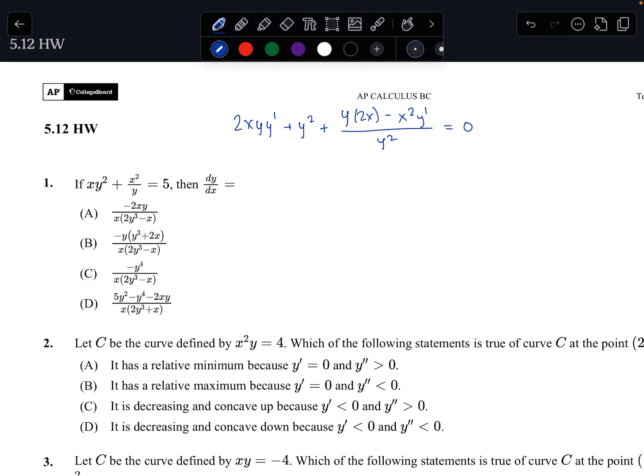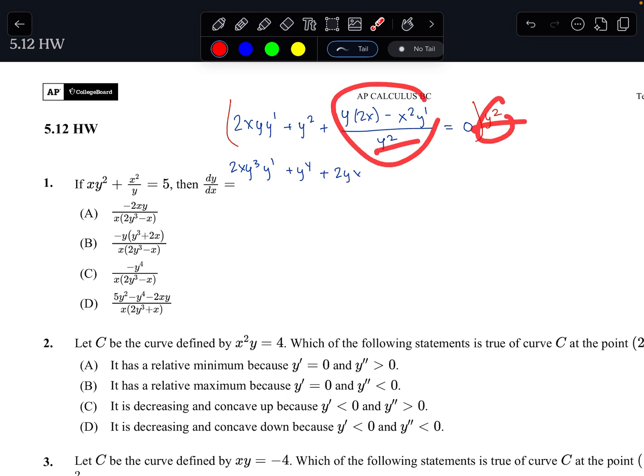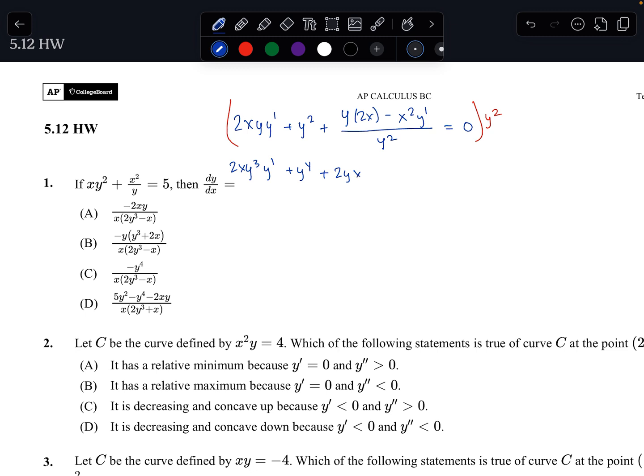Now, for the sake of not having to deal with a fraction in here when I'm solving for y prime, I think I'm going to multiply everything by y squared. So that's going to turn this into 2xy to the third y prime plus y to the fourth plus 2yx. Whenever I multiply this with this term, that's where the y squared is going to cancel. And that's what I wanted to do. I wanted to get rid of that ratio.